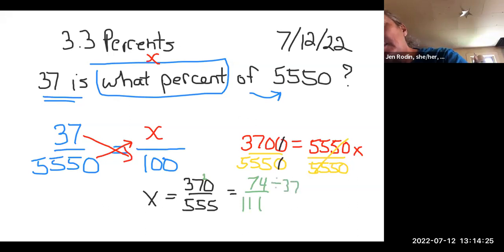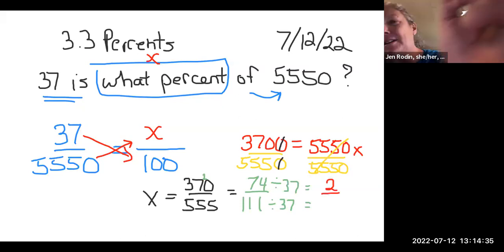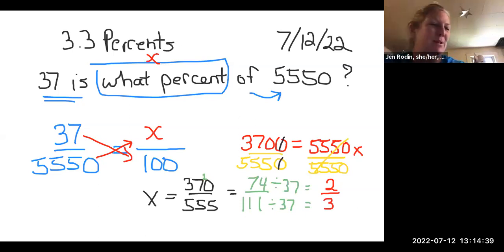37 goes into both of them. I would never put this on the final, for example, because that was just like pure evil. The greatest common factor is 37. Yeah, good, Shanda. Woo! 5 points for you. Yep. So it comes out to be 2/3.